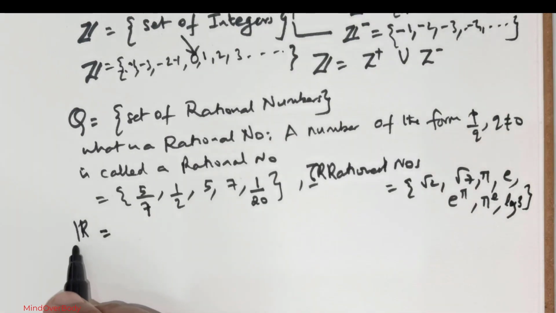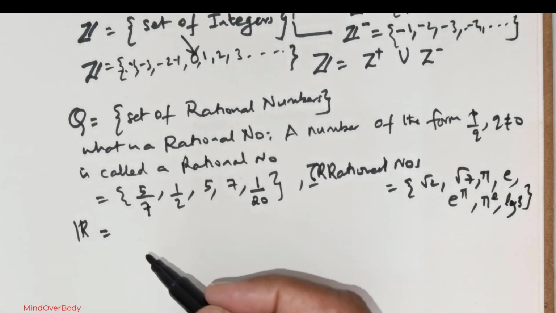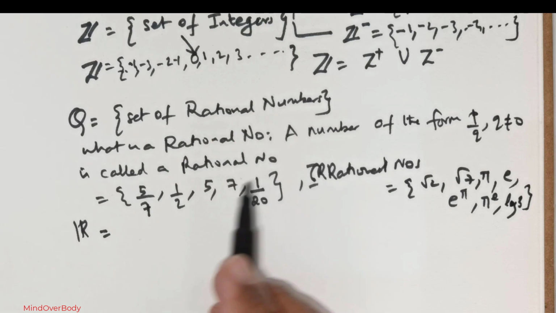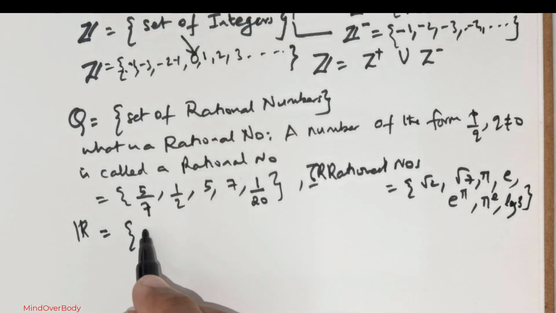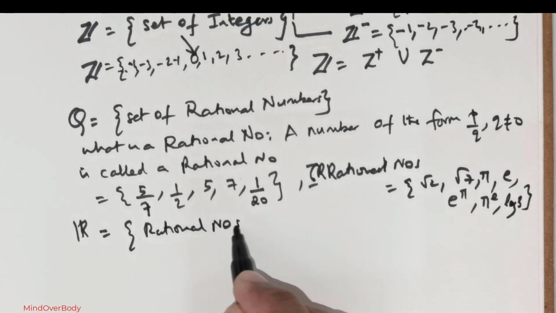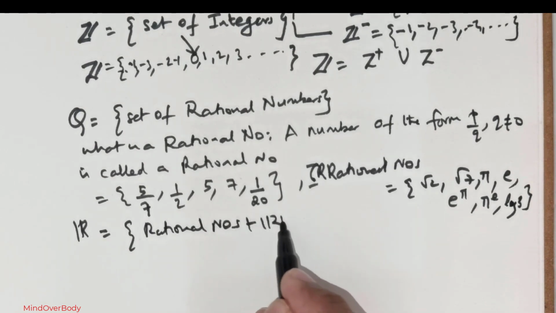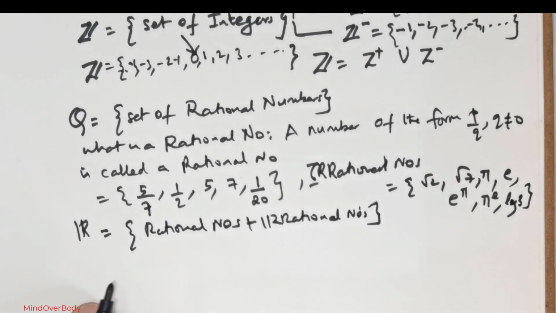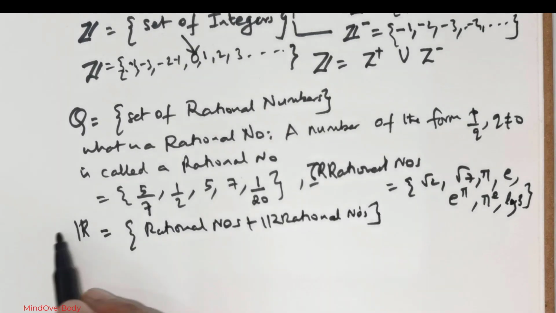This is the representation for a real number. So a real number is a composition of rational numbers plus irrational numbers. That is for the set of real numbers. So all these things are sets.